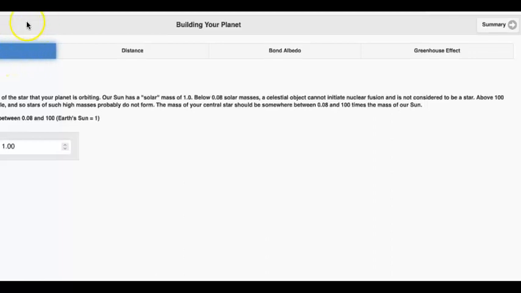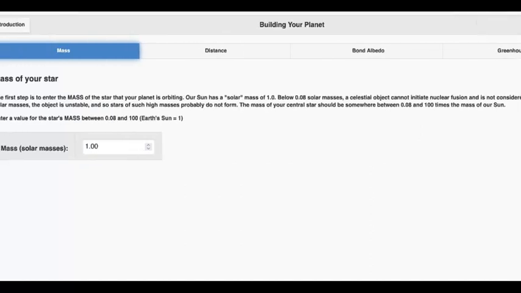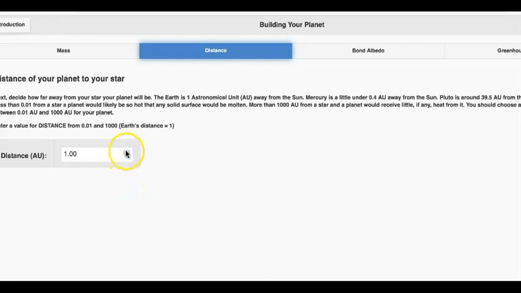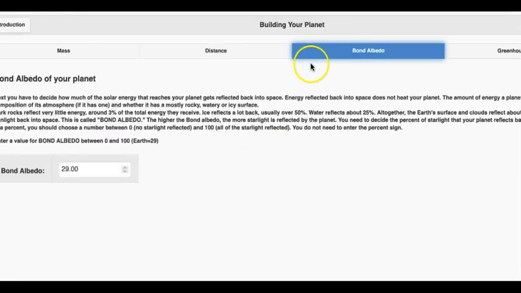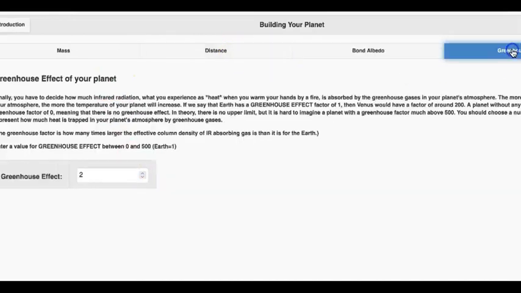The first one, which you can't see here, is called mass, and you're going to change the mass. Then you're going to change your distance. Maybe it's going to be 2, 3. I wonder if you could do 1.5. We'll see if we can do that. The albedo, remember, you can go back to your lab. Earth is about 29, so you can make it more reflective, more white. Change that number, change your greenhouse effect, make it a really strong greenhouse.